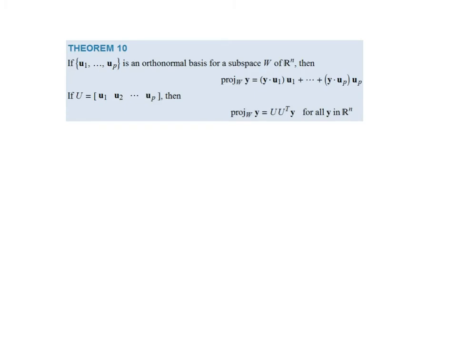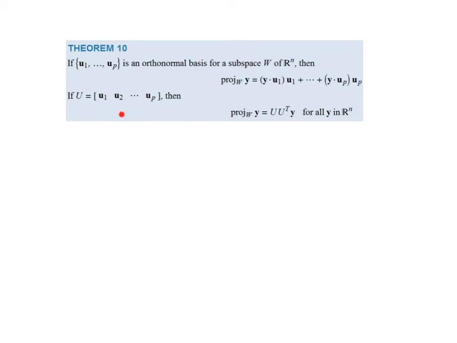We close the section out with one more theorem. If I have a basis that is not only orthogonal but also normal, so an orthonormal basis for a subspace W of Rn, then the projection of y onto W is y dot u1 times u1 plus etc., y dot up times up. So you may wonder where all the denominators went. Hopefully, if you think about it, you can figure it out. All the denominators are 1.